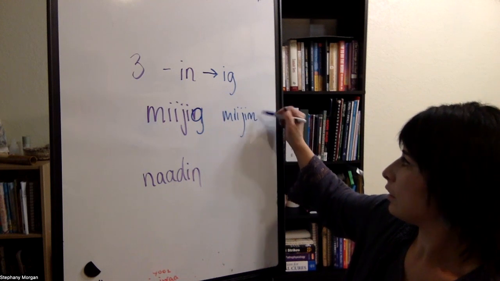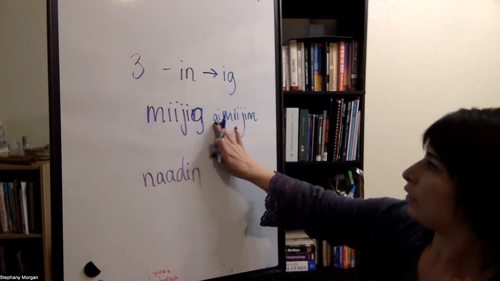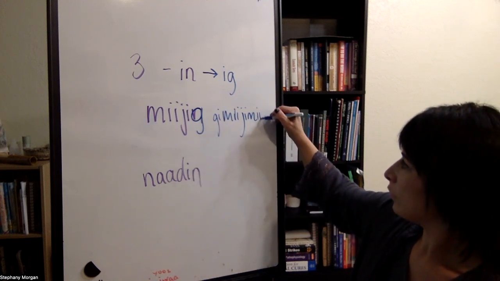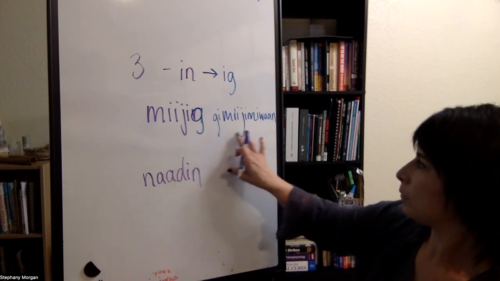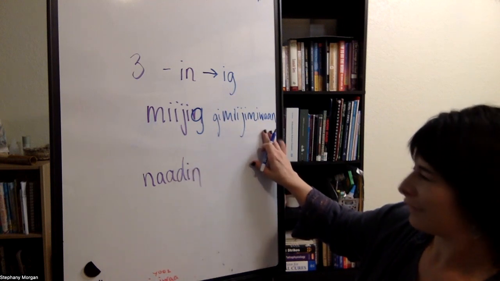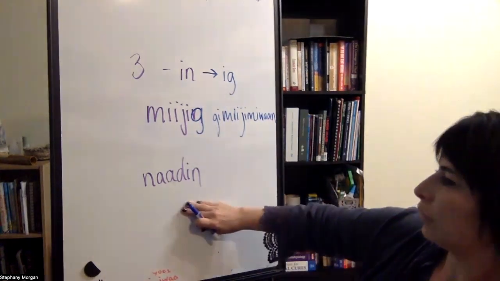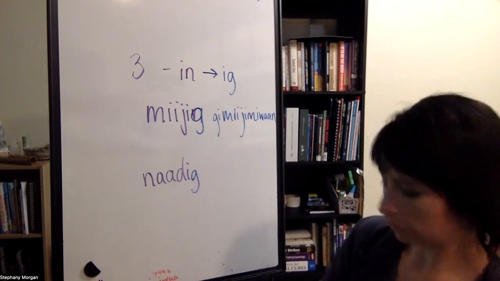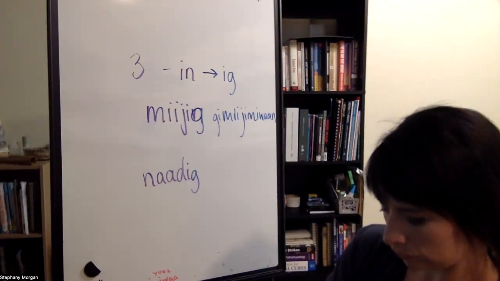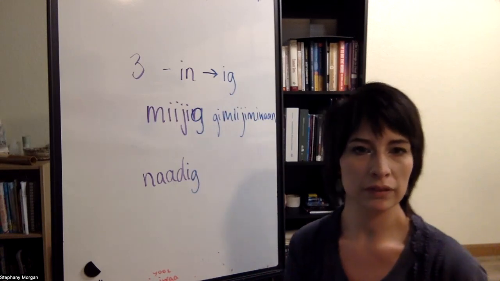Mijin. Eat your food. Mijig. I think that's how you would pluralize your food. Nodin, go get it, you. Or nodig, go get it, y'all. And that's that for VTI 3s. Very simple.